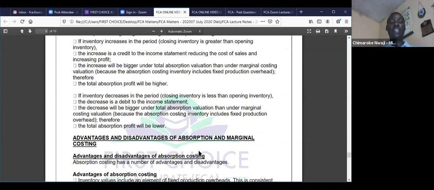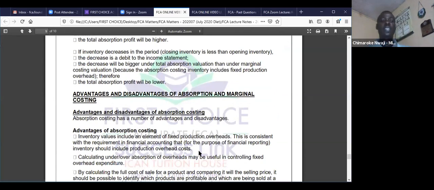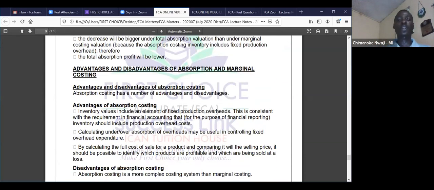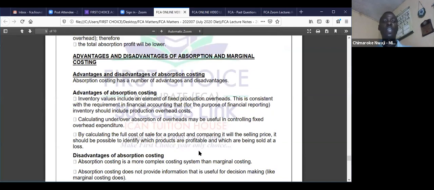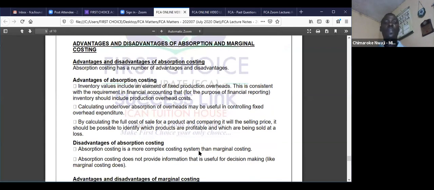Now look at the advantages and disadvantages of marginal costing and absorption costing. Advantages of absorption costing include that inventory values include an element of fixed production overhead. This is consistent with what is required in financial accounting.